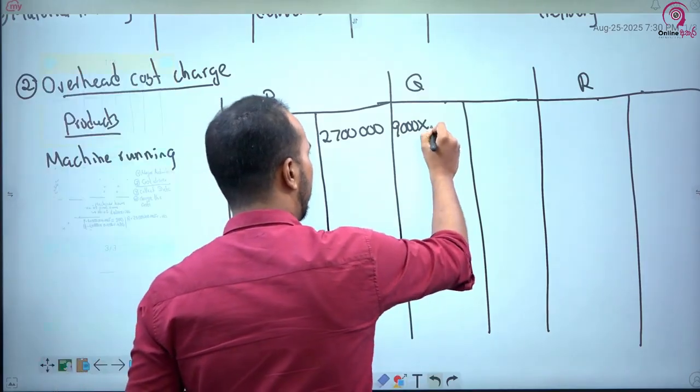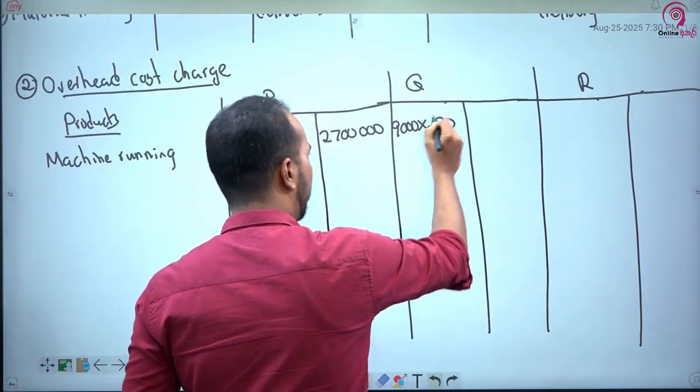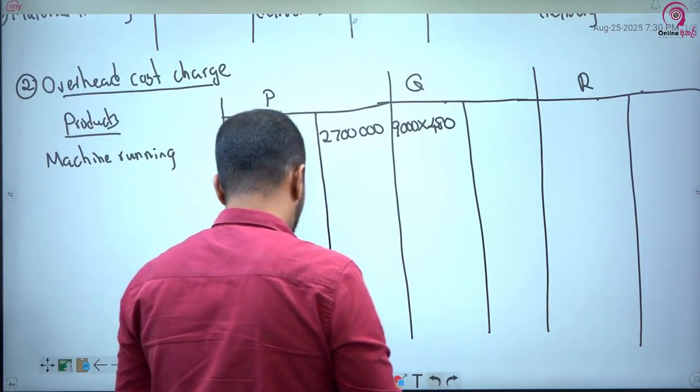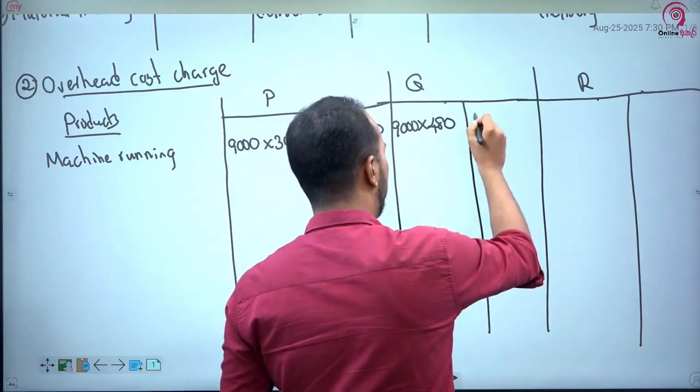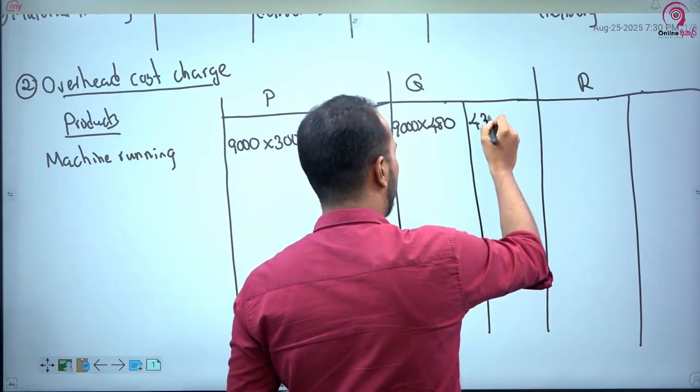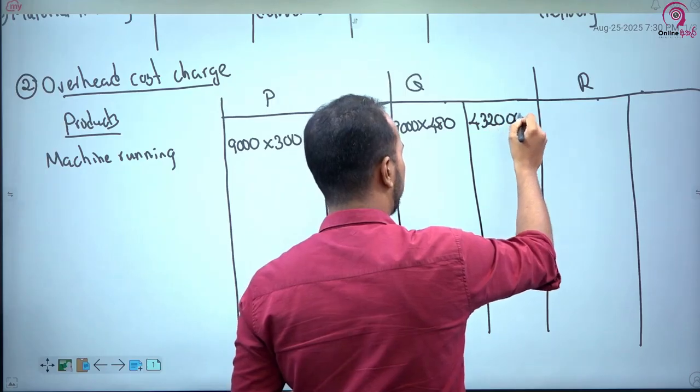So you can multiply this by 480. Then you are getting the cost. 9,000 multiplied by 480 means it is 4,320,000 rupees.